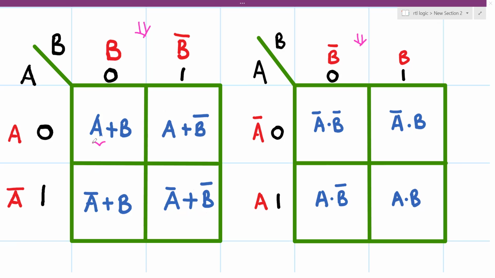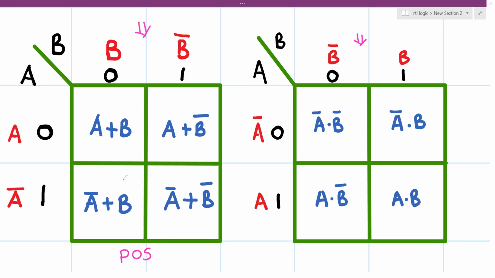So there are four different terms, one particular term in each of these cells. That term is basically a sum term. And when you mark particular terms together, for example, this and this, that becomes what is called POS, that means product of sums.